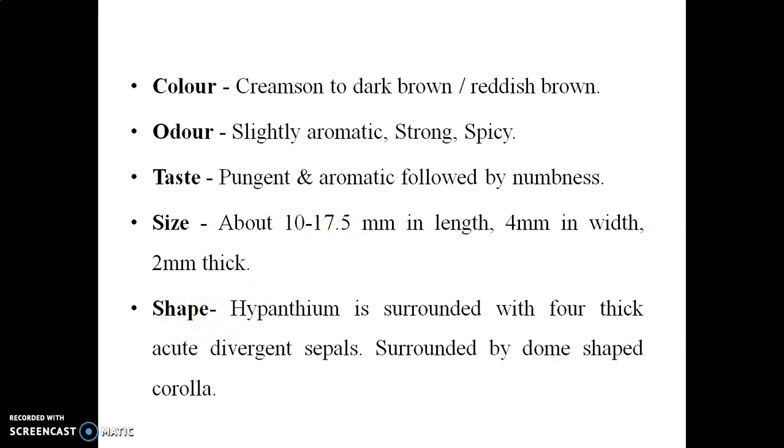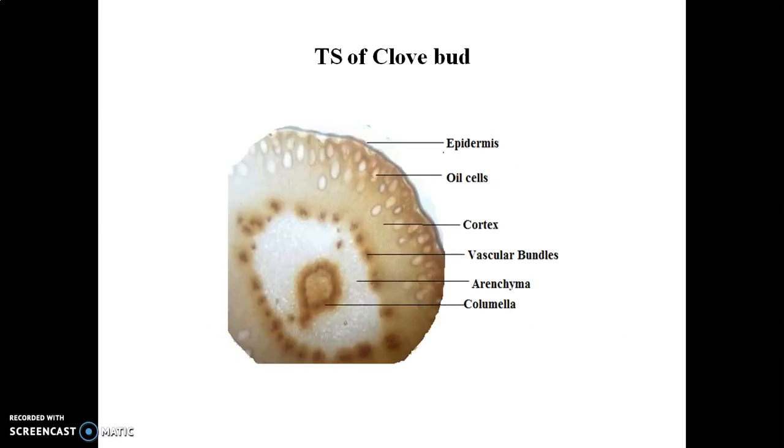So it is generally surrounded with the 4 thick acute divergent sepals, and that is surrounded by a dome shaped portion that is known as the corolla. So this is general regarding the morphological characteristics of the clove flower bud. Now regarding the T.S.